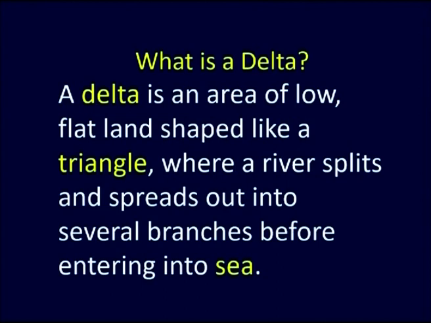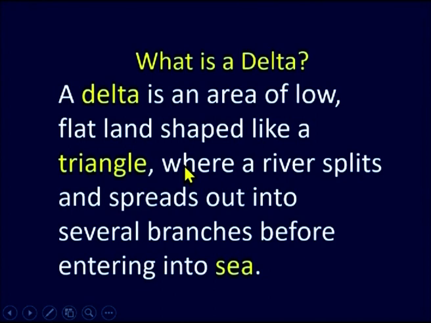Children, now we will come to the next concept. What is a delta? Delta is an area of lower flatland shaped like a triangle. It will have the shape of a triangle where the river splits and spreads out into several branches before it enters into the sea. The river, before it enters into the sea, gets scattered into different streams and the landforms between the different streams get converted into deltas.